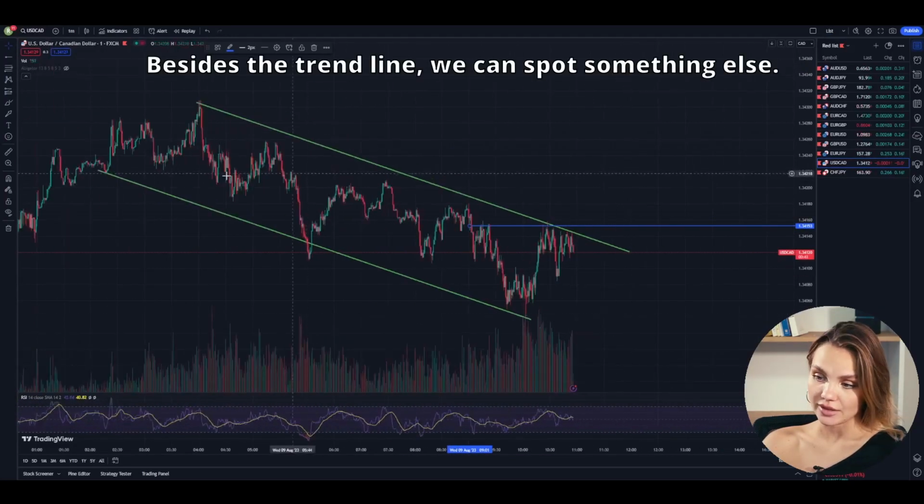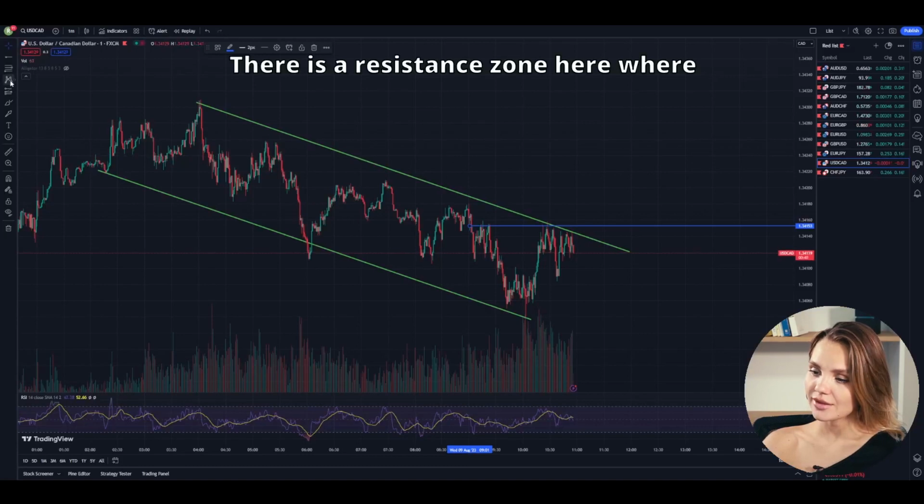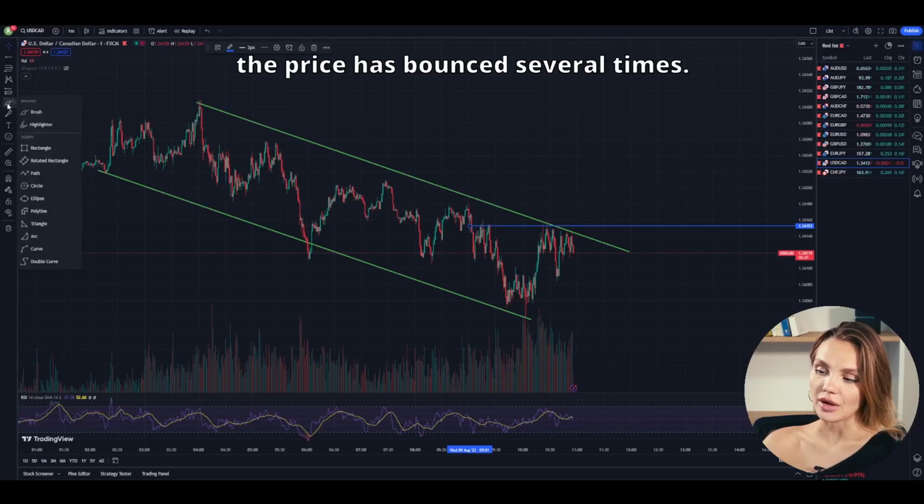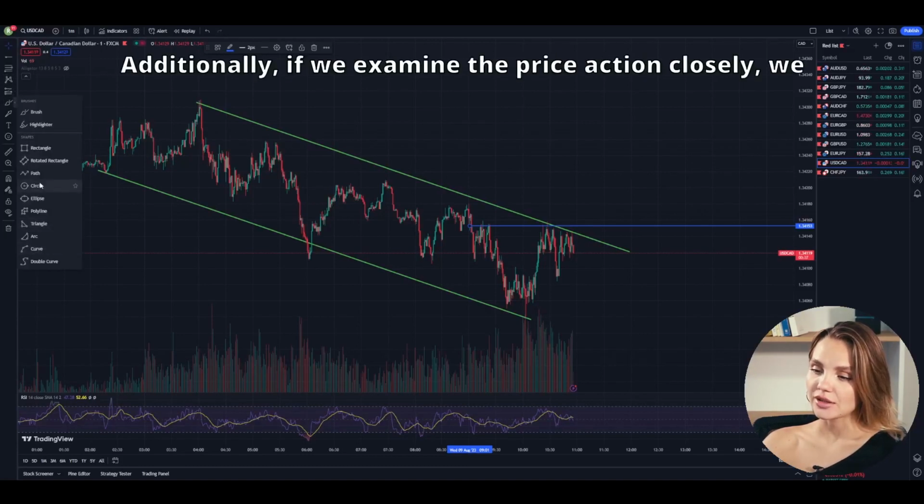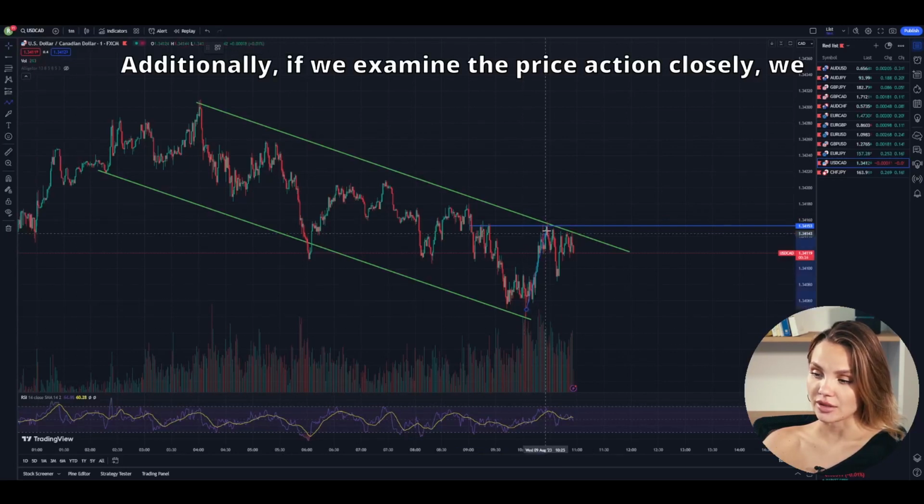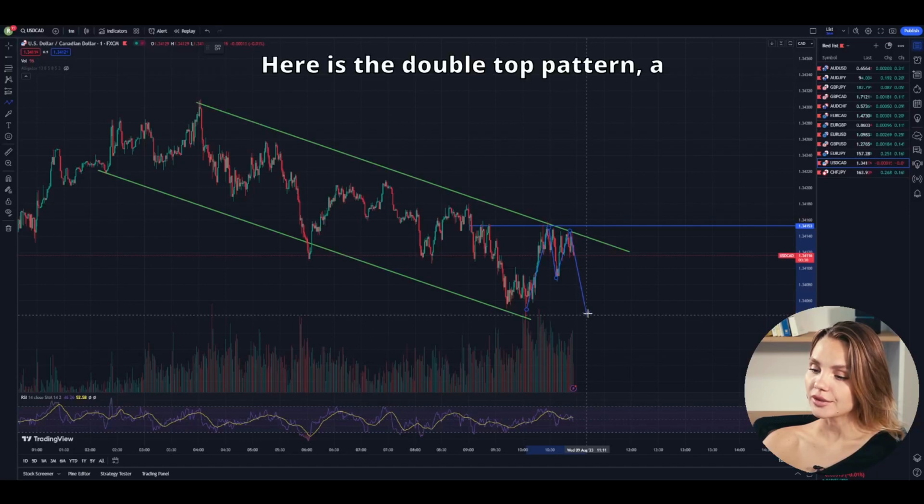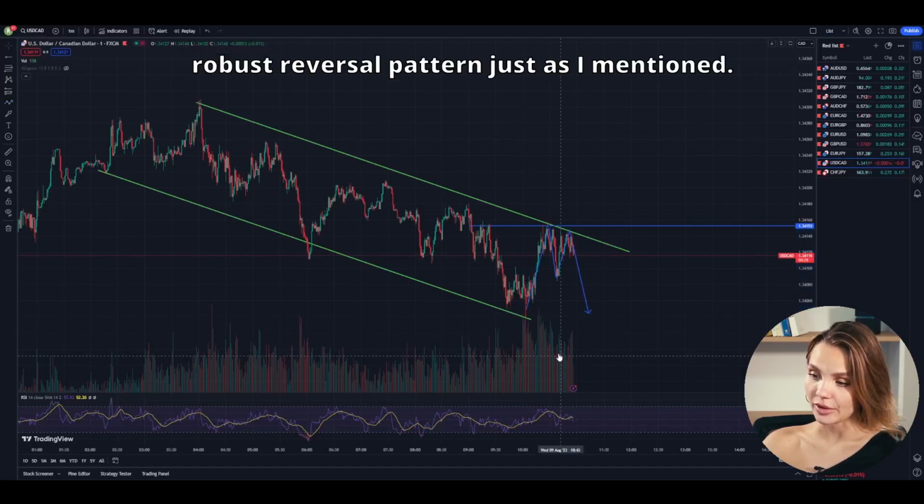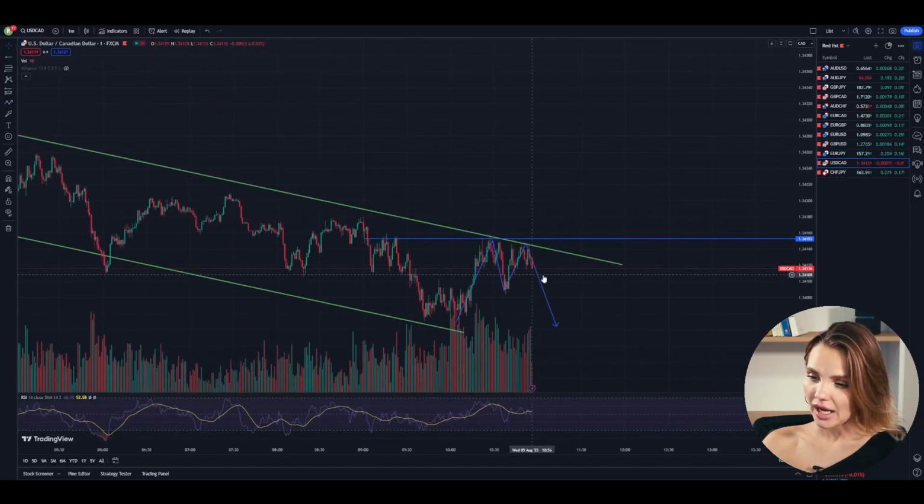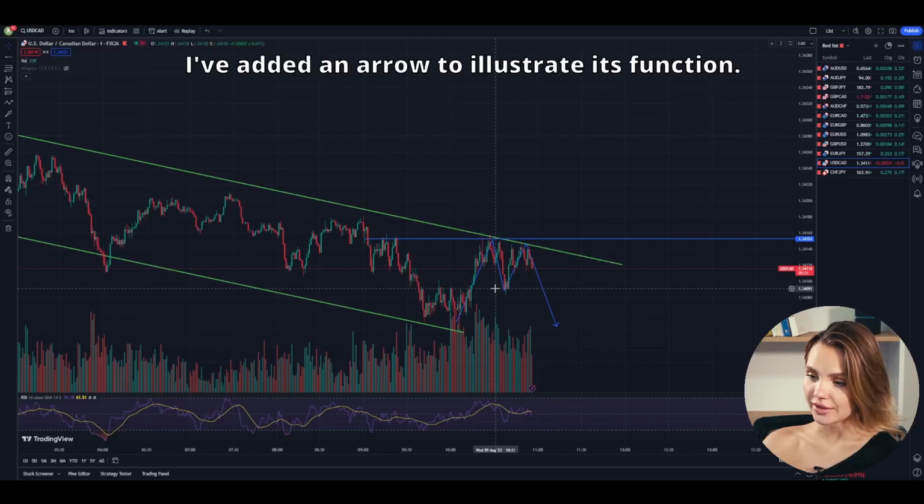Besides the trend line, we can spot something else. There is a resistance zone here where the price has bounced several times. Additionally, if we examine the price action closely, we can identify a powerful reversal pattern. Here is the double top pattern, a robust reversal pattern, just as I mentioned. I've added an arrow to illustrate its function.